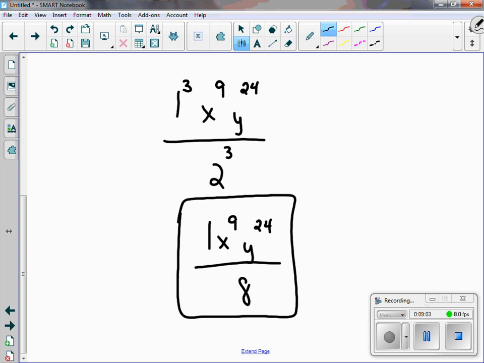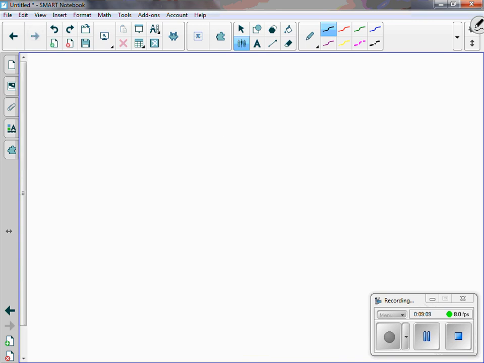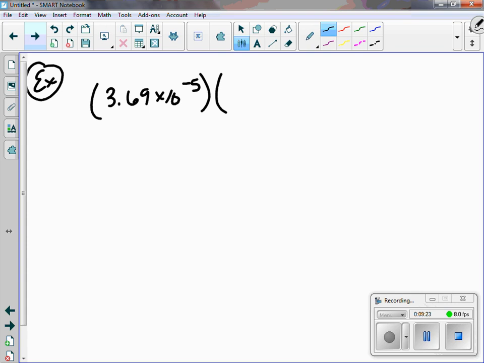And last but not least, let's talk about scientific notation and how that might alter your exponents. So for instance, let's say that I have 3.69 times 10 to the negative 5th times 4.1 times 10 to the 8th. So with this, your scientific notation is using exponents, and there are properties of this.